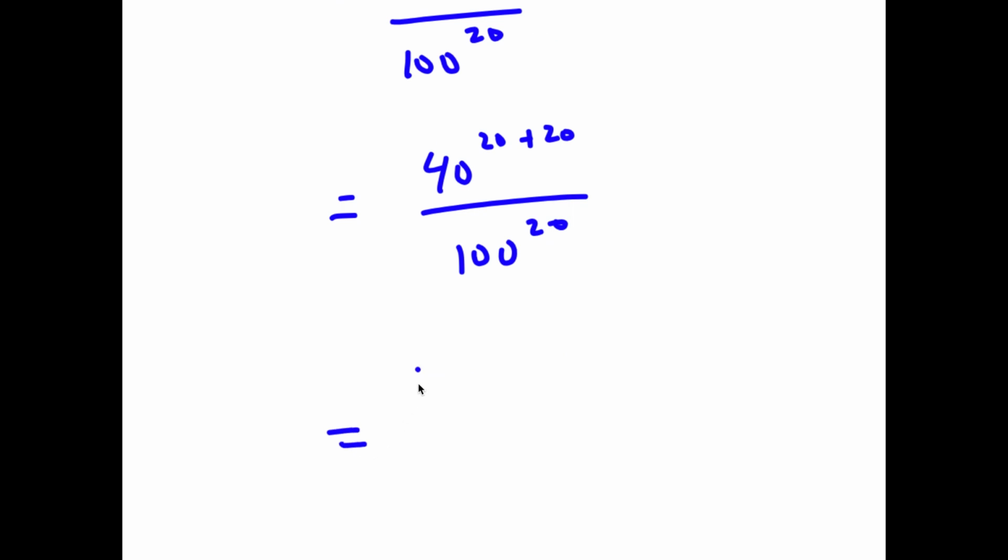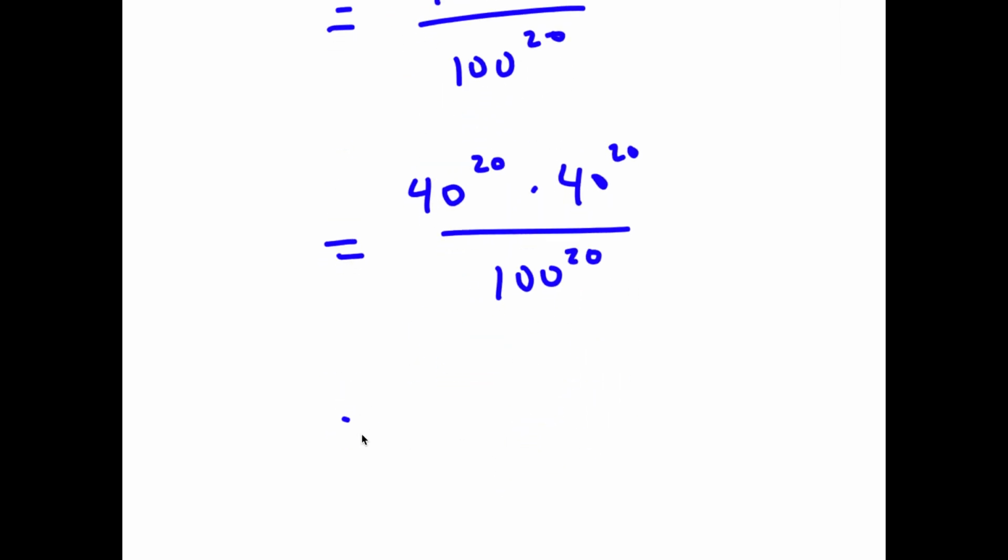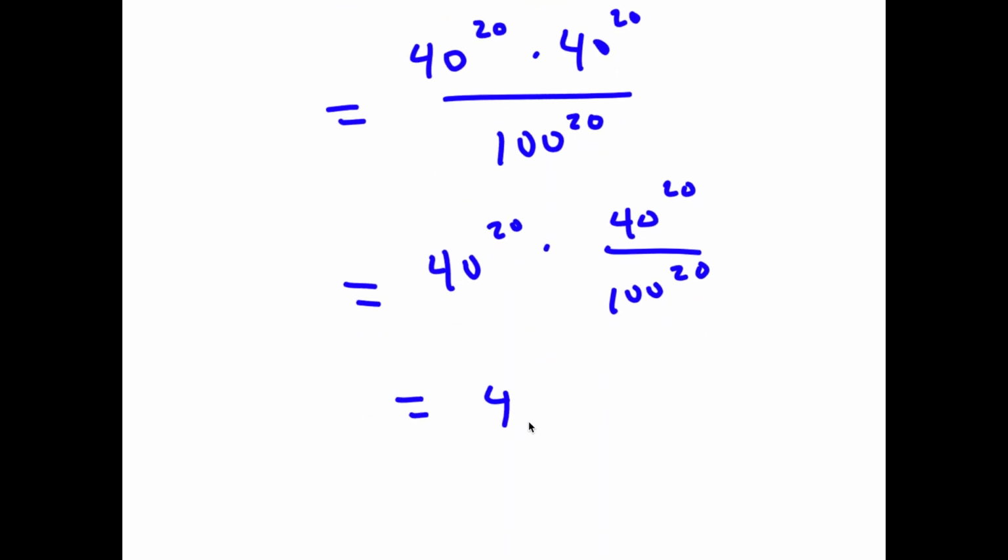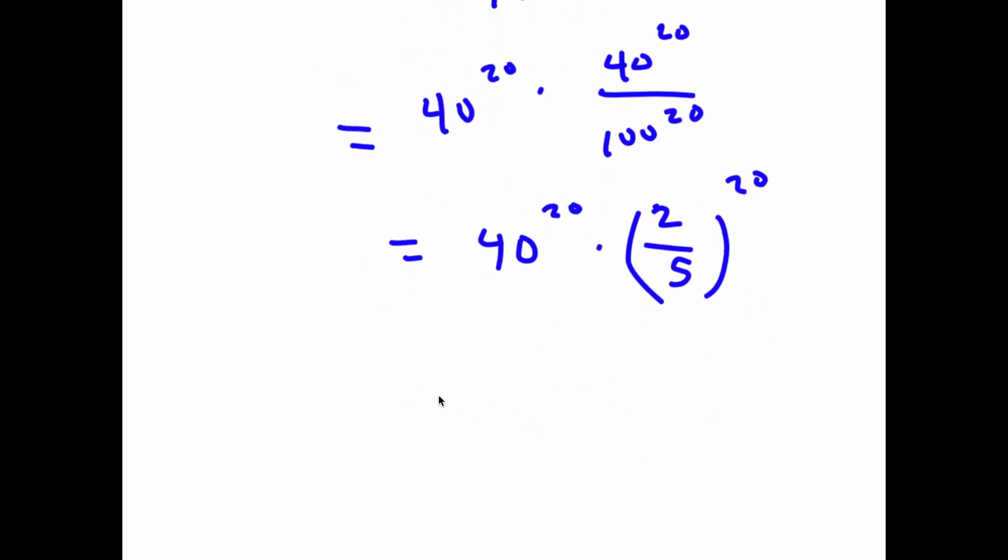And now this is the same thing as 40 to the power of 20 times 40 to the power of 20 over 100 to the power of 20, which is the same thing as 40 to the power of 20 times 40 to the power of 20 over 100 to the power of 20, which is equal to 40 to the power of 20 times 2 over 5 to the power of 20. And this is equal to 40 times 2 over 5 to the power of 20.